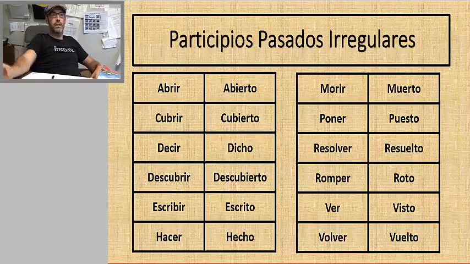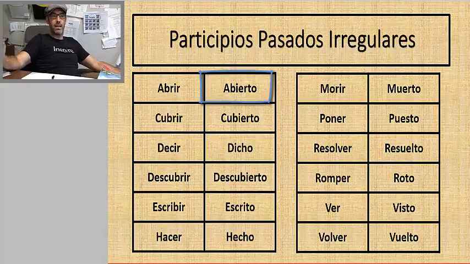So now let's take a look at these irregulars. So with irregulars, it's kind of one of those where you just have to memorize them. And these are the most common ones. If you want to look at any other ones, you can look those up either on the internet or any kind of grammatical textbook for that matter.